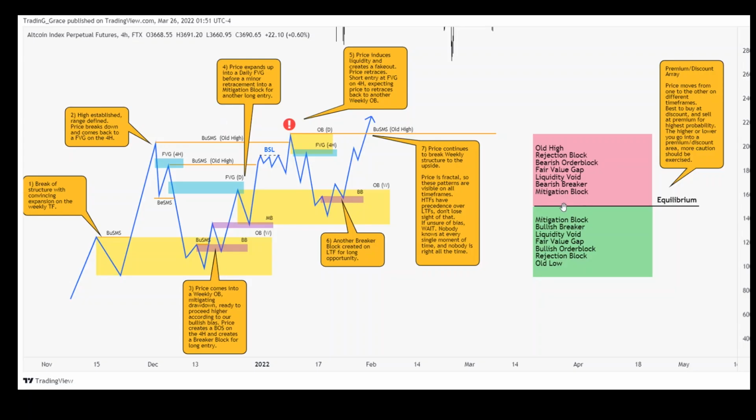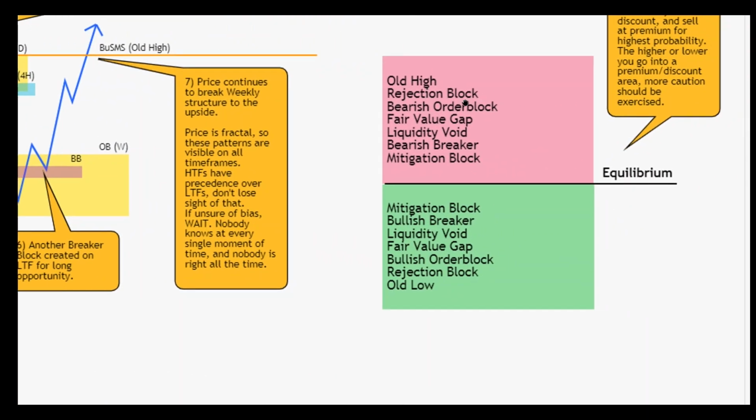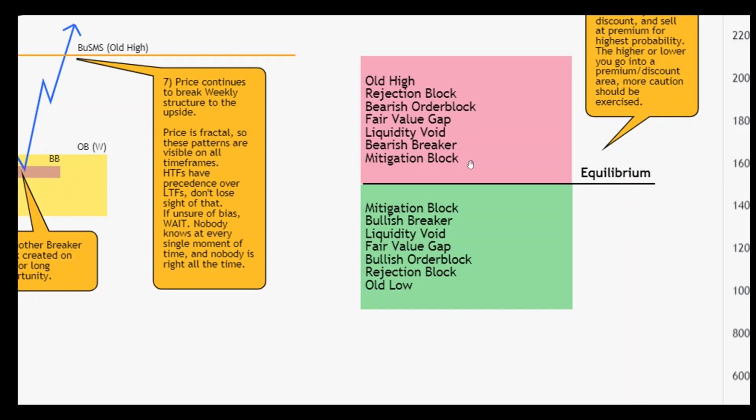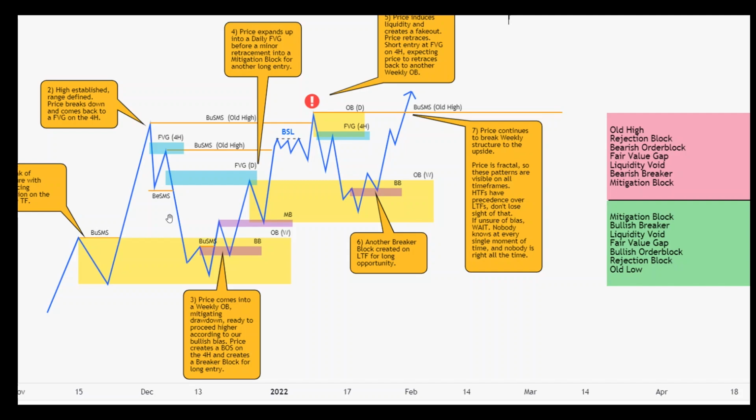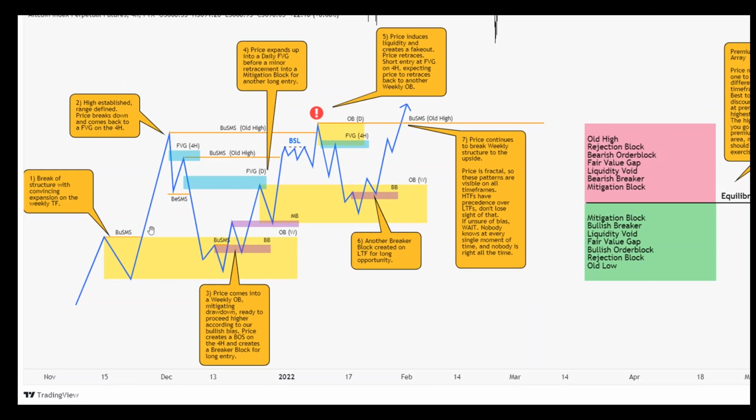So here we have a diagram I created about, I guess, 2 years ago, almost. Here we have the PD array matrix, as we just saw. And of course, the midpoint, or the 50% level, is equilibrium. So in this diagram, I use line charts, but of course, on the chart, we'll be actually looking at these PD arrays with candlesticks. So let's assume price action is like this from the start.